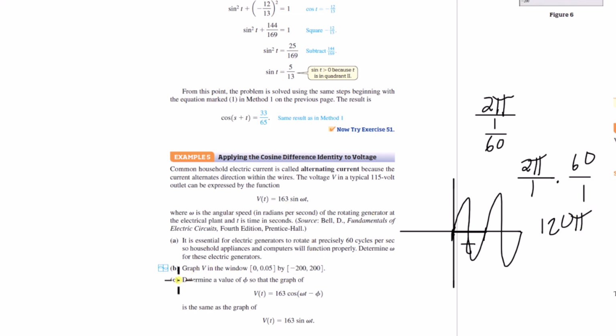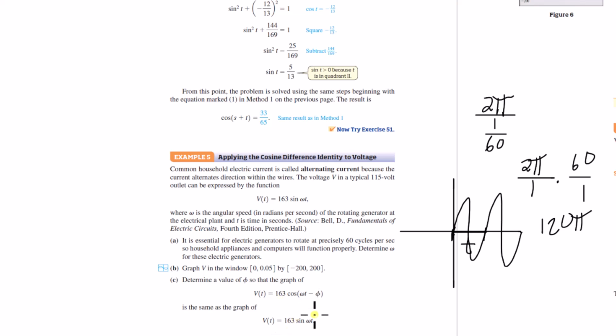Okay, then part B, graph V in a window 0 to 0.05 and minus 200 to 200. So they're going to do a graph. And then it says determine a value of psi so that the graph of 163 cosine of omega t minus psi is the same as the original sine curve function.